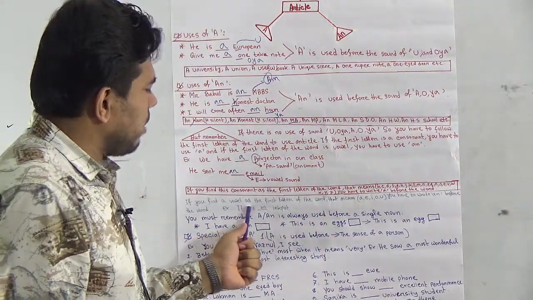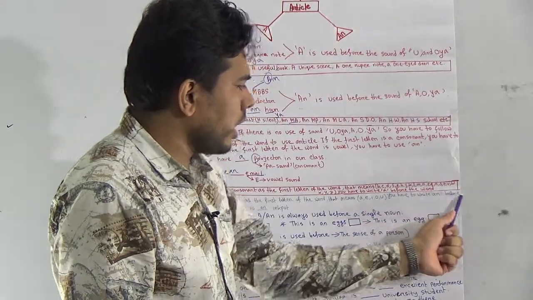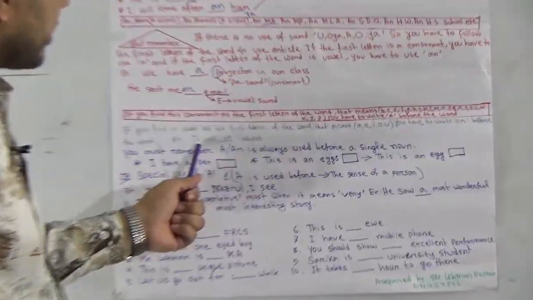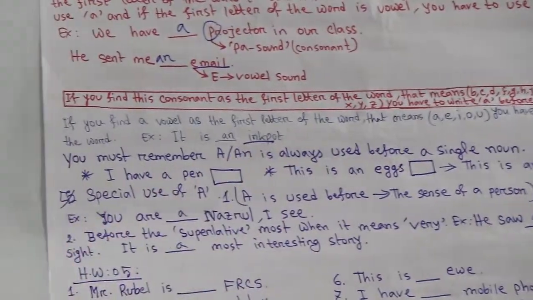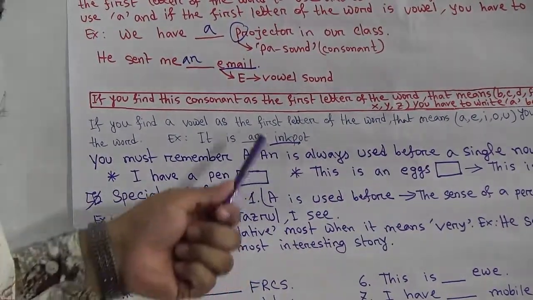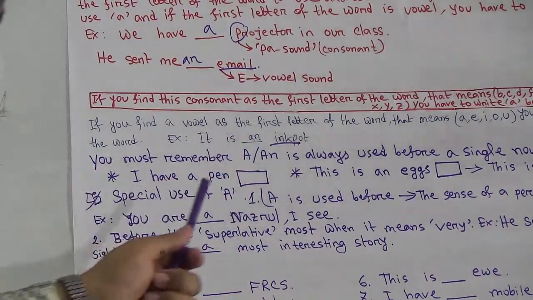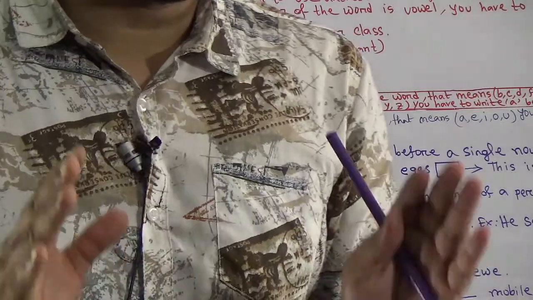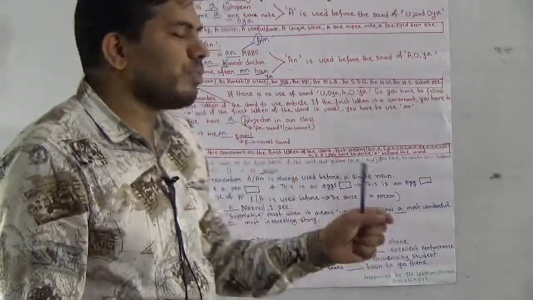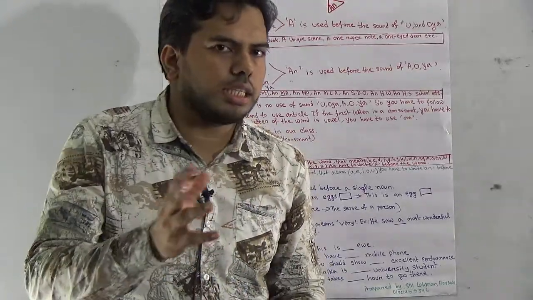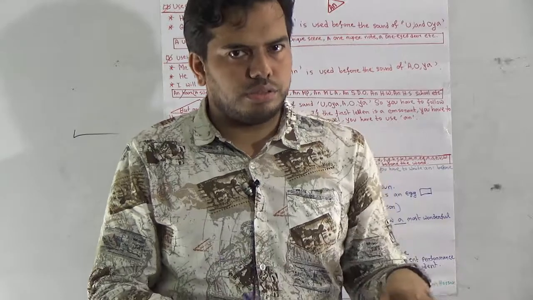If you find a vowel as the first letter of the word, that means a, e, i, o, u, you have to write "an" before the word. If I say it's an ink pot, here is a vowel sound and vowel letter I. That's why you should use article "an". You must remember, "a" and "an" are always used before a single noun. Your article a and an will be used only before a singular noun.